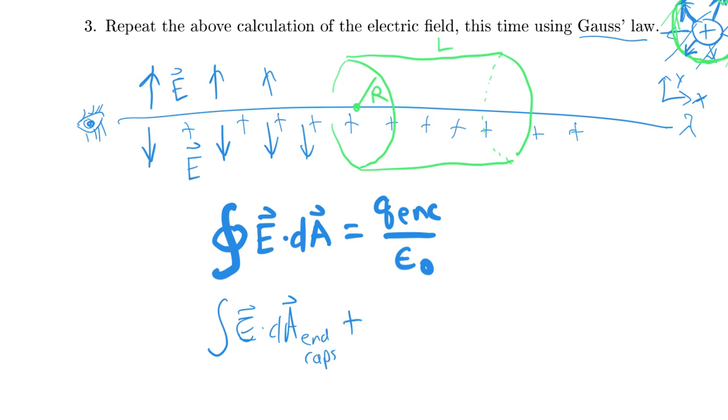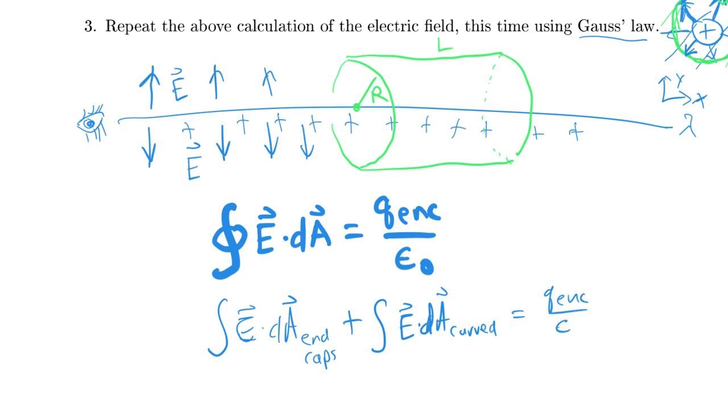And then we'll do plus an integral. I'm not saying surface integral because these are two different pieces. They're not the whole closed surface on their own. So E dot dA, and then this is the curved part of it, is equal to Q enclosed over epsilon naught.